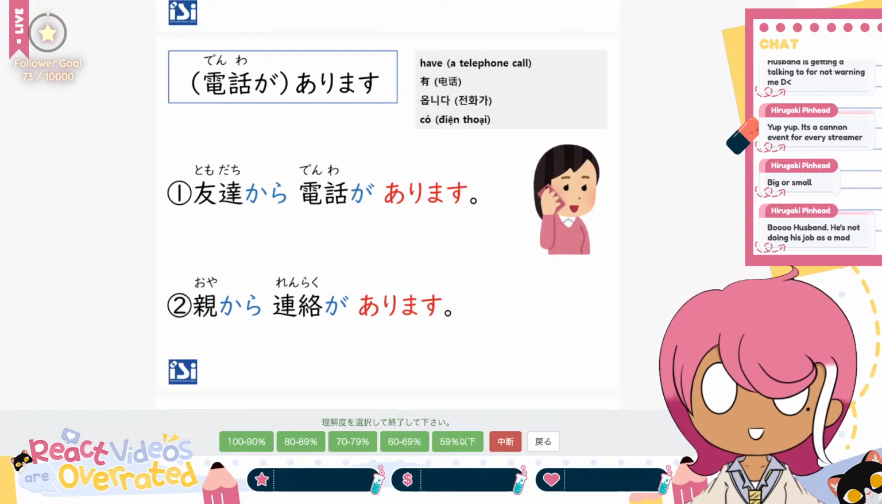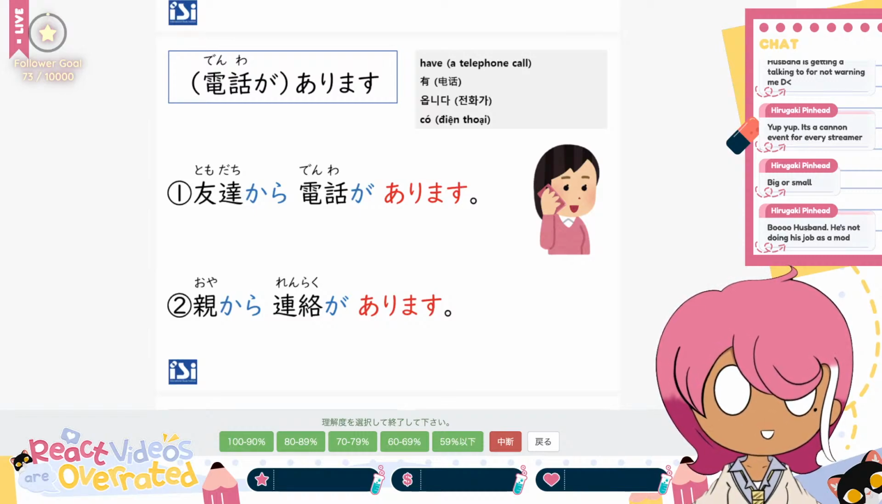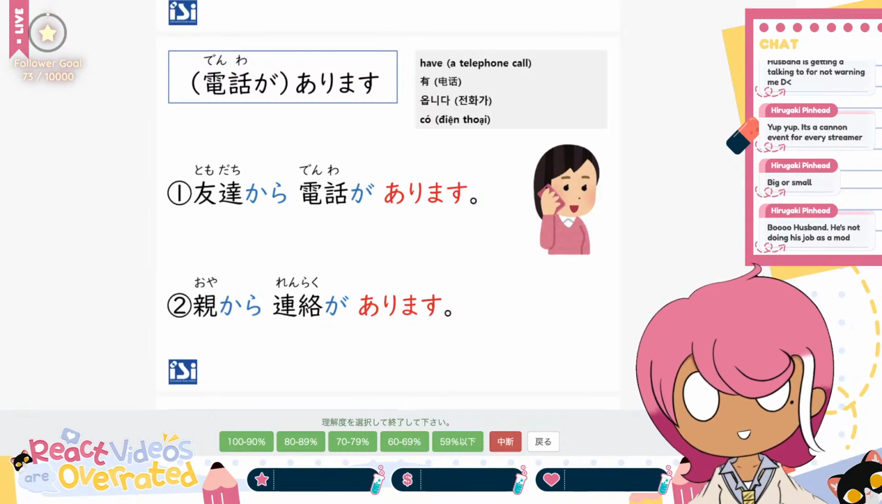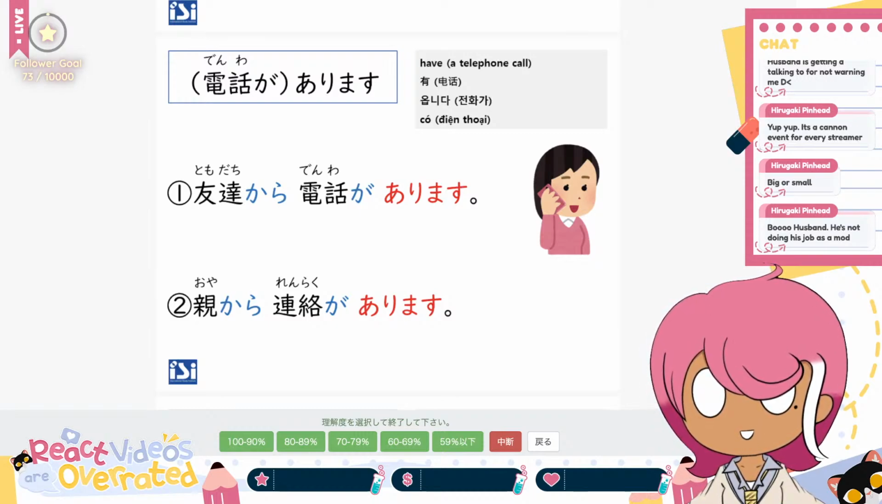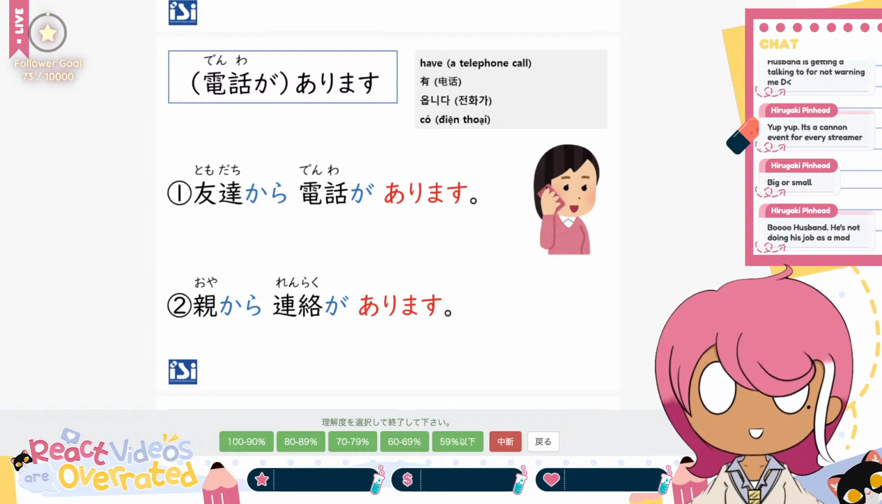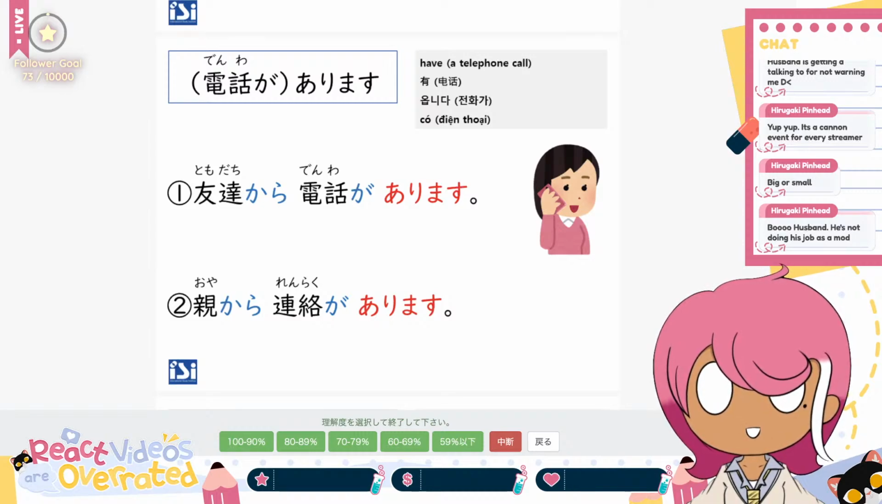But arimasu and imasu are things like to have or there is. There is this or there is this person there. Or to have these friends kind of things. That's very basic. So unless this is a different arimasu, I don't know why they wouldn't have just put that into N5. 友達から電話があります, so I got a phone call from my friend. 親から連絡があります, from my parents. What did I get? Renraku. What is that? Renraku, contact. Oh, I just got contact. Okay. Being contacted by my parents.